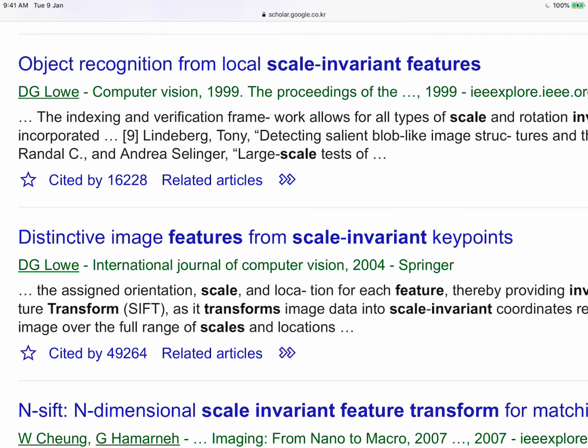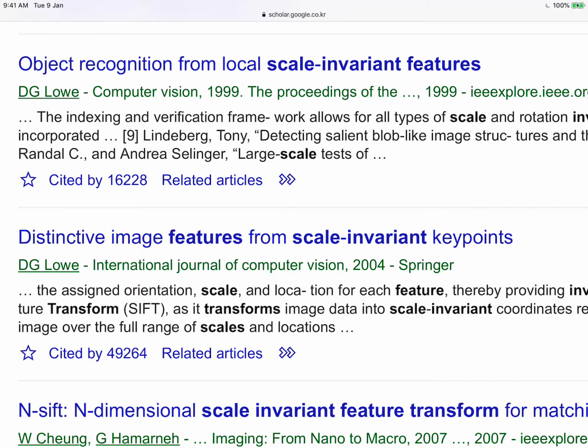16,000 and close to 50,000 citations. For example, in my case, my citation count is around 1,000. I did research for about 10 years or even more, only 10,000. But this single paper has 50,000. So this was that much impact in that era.